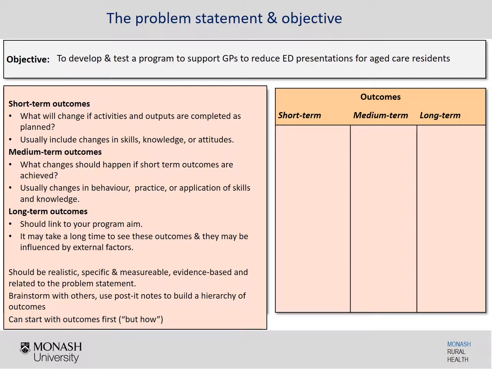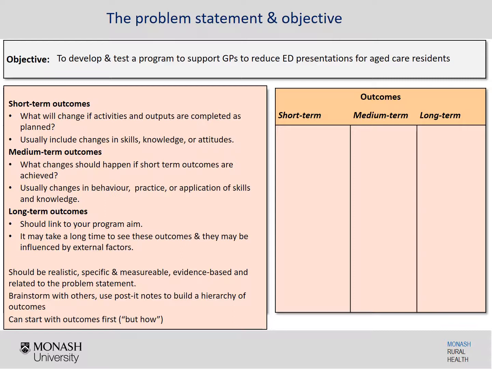And your outcomes themselves should be realistic, so changes that are likely to happen as a result of the intervention. Specific and measurable, they should be based on evidence, so there's research evidence to suggest that the activities will lead to the outcomes, and they should be relevant to the problem statement. When you're developing your outcomes, try and brainstorm with others. A useful tip is to use post-it notes. Just write down what sort of outcomes you might expect to see from your activities and then arrange them in a hierarchy of short, medium and longer term outcomes.